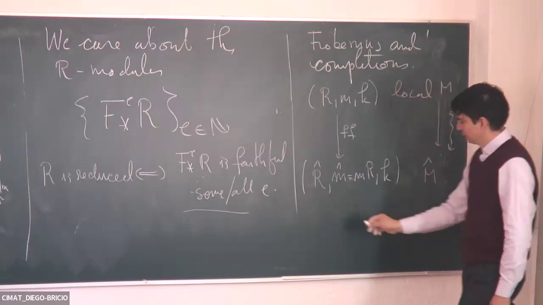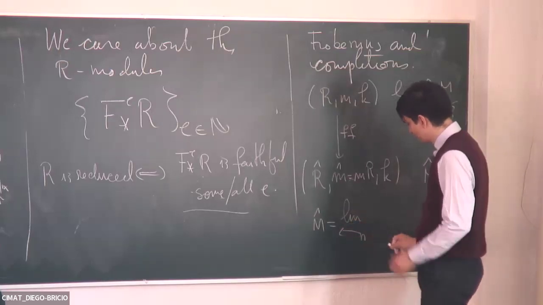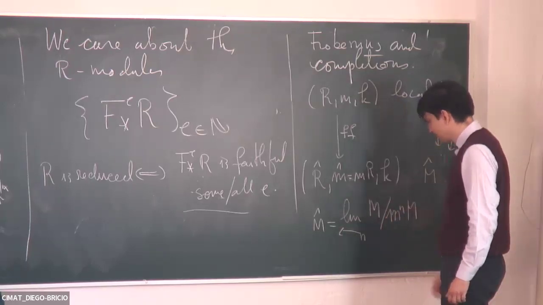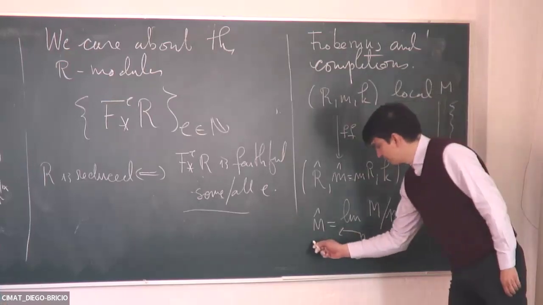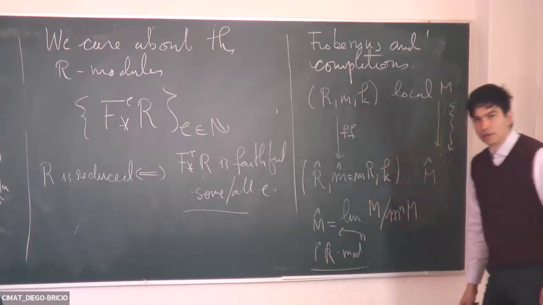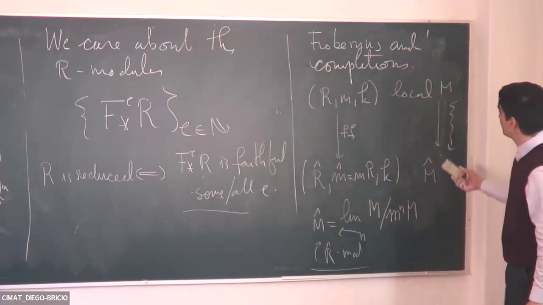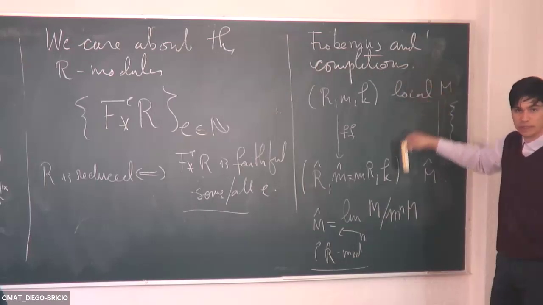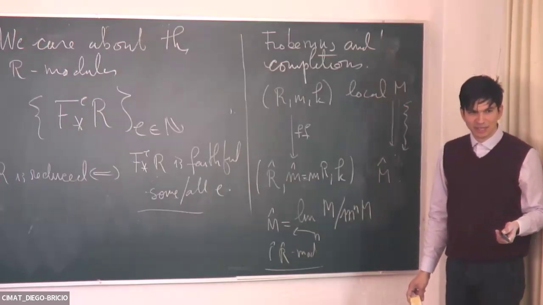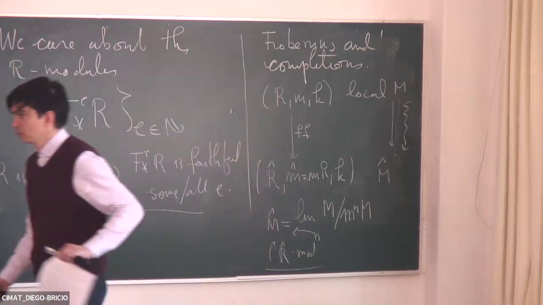So let's say that you get a module M, and this M hat is given by the inverse limit of M modulo the maximal ideal to the power n. You can see that this is an R hat module. So that's the completion of the module. You have the category of modules here, and you can just complete them and get modules here. But I know another functor that does that, which is pull back. Instead of completing them, you could have pulled them back to R hat, or done a base change.